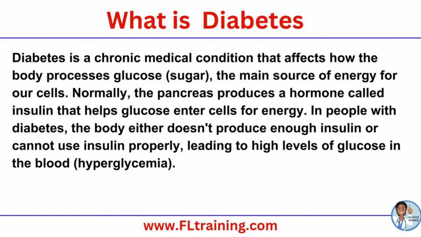What is diabetes? Diabetes is a chronic medical condition that affects how the body processes glucose, sugar, the main source of energy for our cells. Normally, the pancreas produces a hormone called insulin that helps glucose enter cells for energy. In people with diabetes, the body either doesn't produce enough insulin or cannot use insulin properly, leading to high levels of glucose in the blood, which is hyperglycemia.